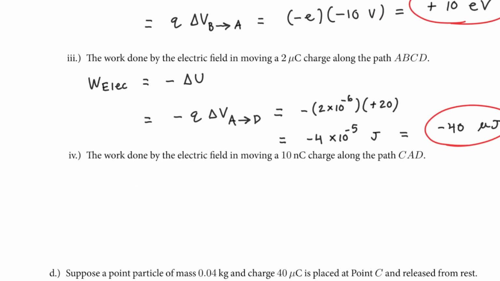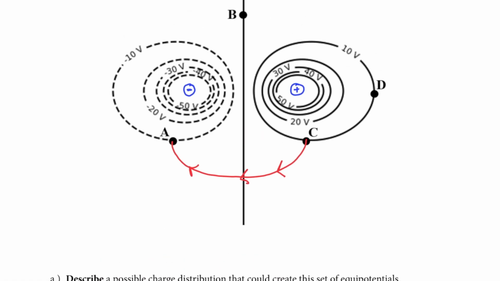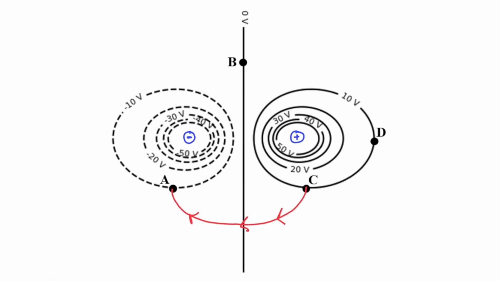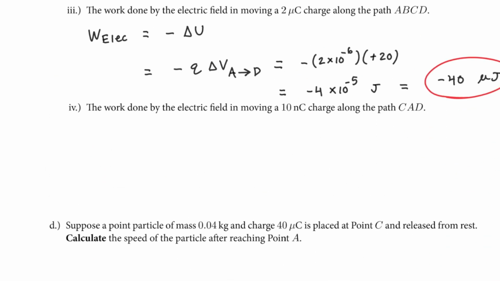All right, work done by the E field, moving a 10 nanocoulomb charge along the path CAD. Well, we'll actually do a quick simplification here, because if I'm going from C to D, it's actually on the same equipotential line. So delta V from point C to point D is actually 0. So this means that the work done is equal to 0 for all forces in this case.